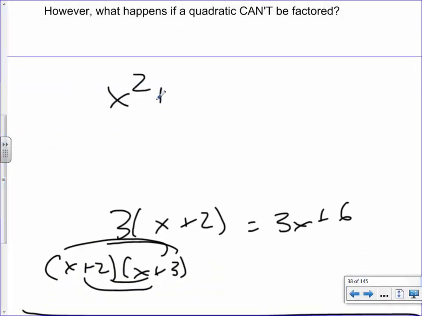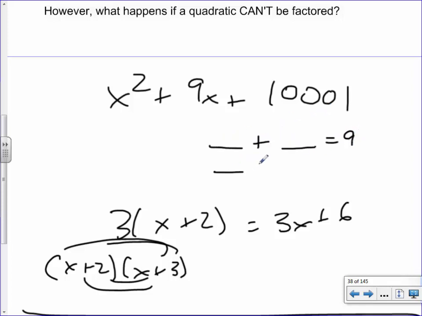Let's say I gave you x squared plus 9x plus 10,001. If I asked you to factor this, I'd be asking you to look for numbers that add to give 9 and multiply to give 10,001. I don't think there's a lot of numbers that multiply to give 10,001. And even if there were, chances are they don't add to give 9. Does that make sense? So this is a very realistic possibility, and it comes up, to be honest, quite frequently.